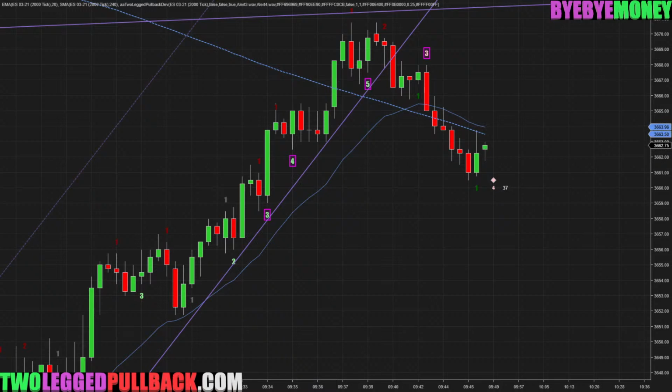So, by the way, this is a dev version of the two-legged pullback. So many people who bought the indicator have given me such great feedback and some ideas that can help improve this indicator for you guys. Some things are like changing the colors. Maybe you don't like my color scheme that I'm just so used to.